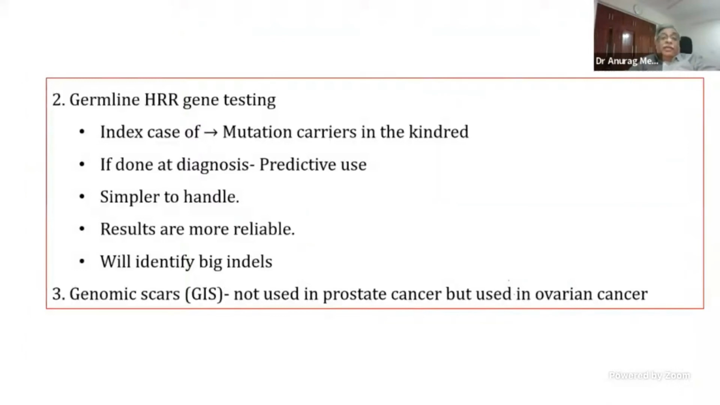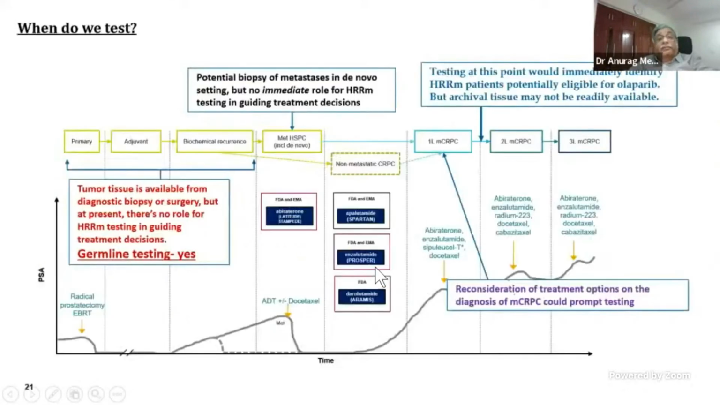And as far as the germline testing is concerned, it is primarily for preventive use, but it can also be used as a predictive marker. When everything else fails, it is simple to handle, results are more reliable, and it will identify big indels. And as I said earlier, genomic scars is not used in prostate cancer.